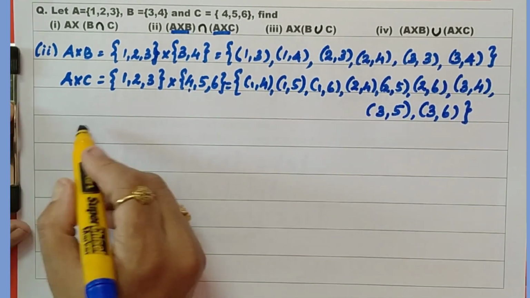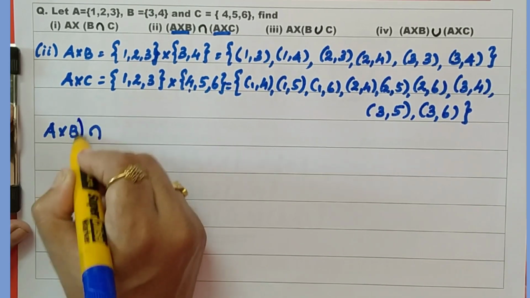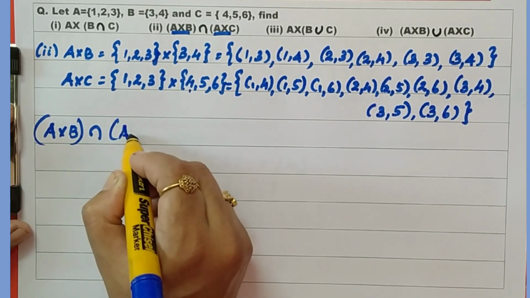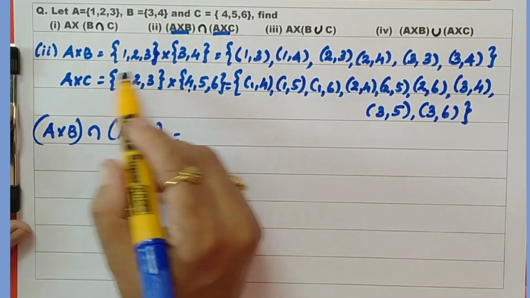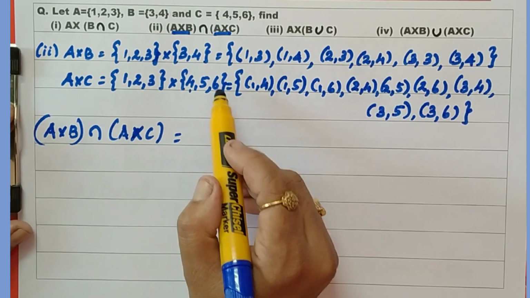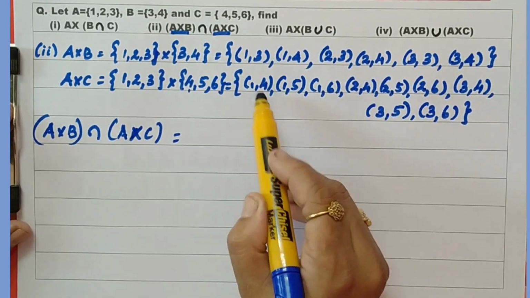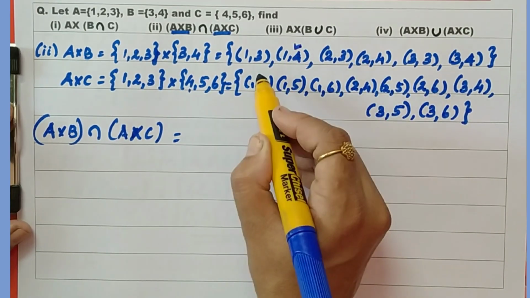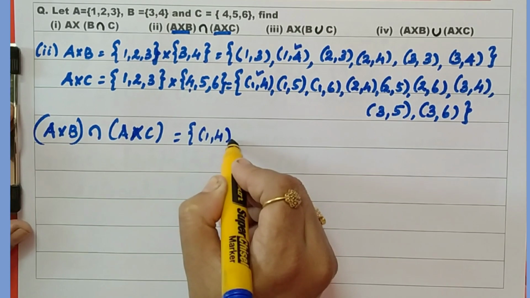Now you are asked to find A cross B intersection A cross C. Intersection means the common elements. Which are the common elements here? Is (1, 3) in this set? No. (1, 4)? Yes, (1, 4) is a common element. I am going to write (1, 4).